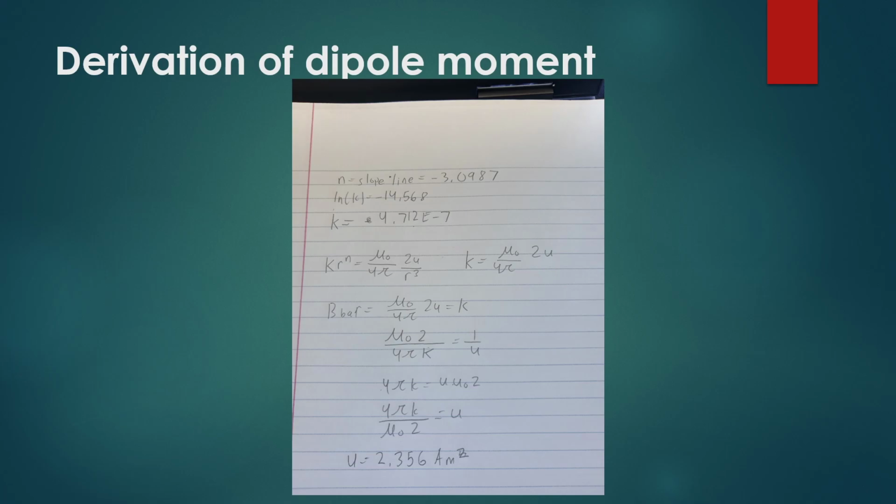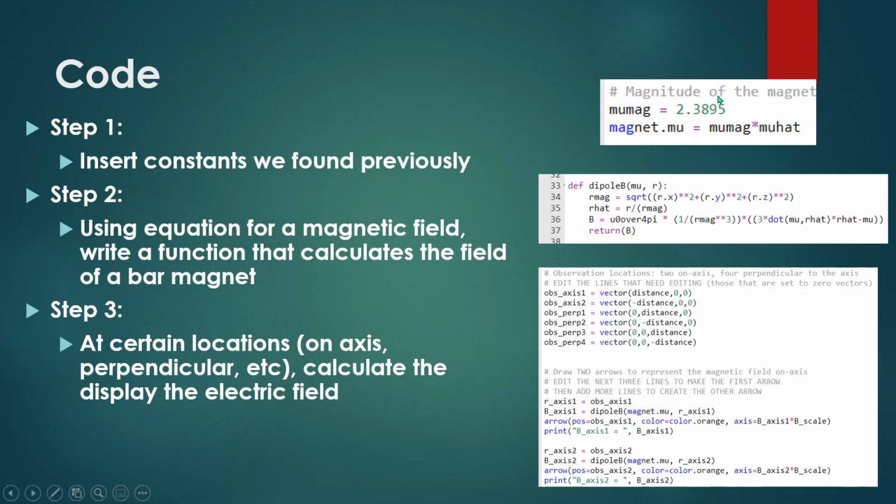Because n is -3, we have r to the -3 here and r to the -3 here, so we cancel those out. And we find that k is equal to mu naught over 4 pi times 2 magnetic dipole moment. We rearrange this equation to find that the dipole moment is 4 pi k over 2 mu naught, and once you solve it, the dipole moment is 2.356.